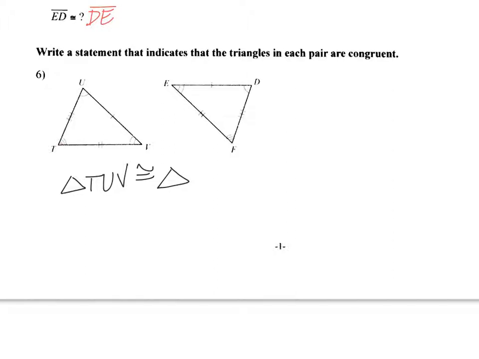So at T, I have 1, 2, 3 arcs. So I come over here to the other triangle. The one that has 3 arcs is the angle F. Then I did U. U has 1 arc. So I come in this triangle. The one that has 1 arc is D. And then I ended with V over here, 2 arcs. E has 2 arcs over here. So that would be my triangle congruent statement. And the order of the first triangle does not matter as long as this one matches up. So if I'd gone UVT, then here I would have gone DEF. So again, they just have to match up.